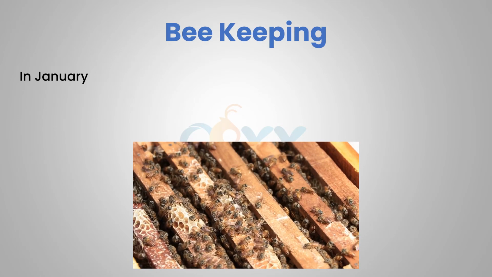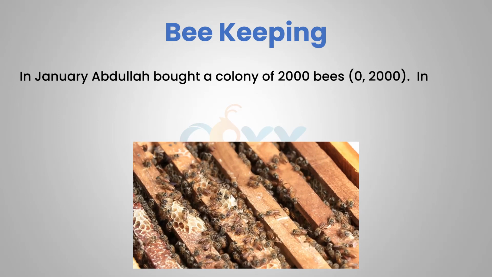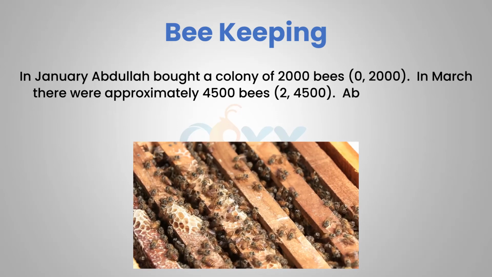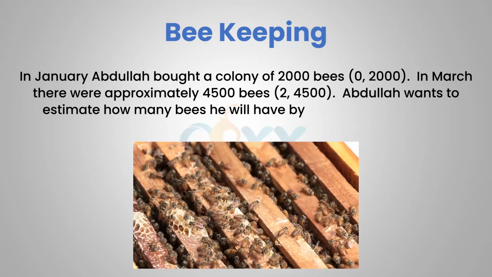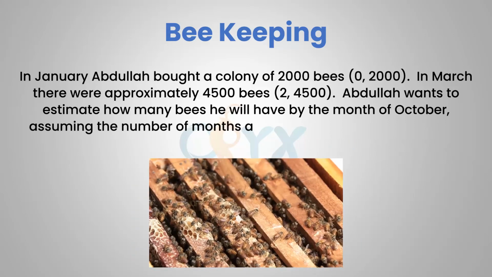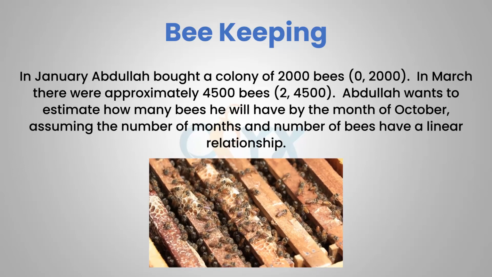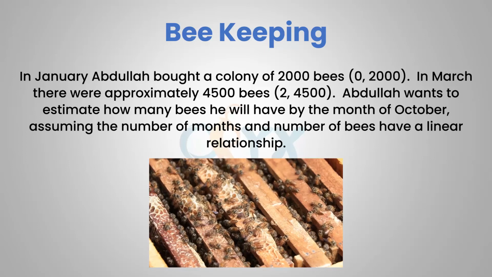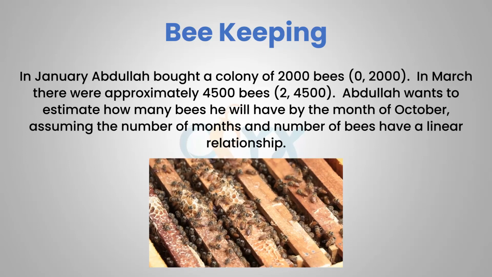In January, Abdullah bought a colony of 2,000 bees, represented by the point (0, 2,000). In March, there were approximately 4,500 bees, represented by the point (2, 4,500). Abdullah wants to estimate how many bees he will have by the month of October, assuming the number of months and number of bees have a linear relationship. If you'd like to find out how many bees Abdullah has in October, follow along to the end of the lesson and we'll revisit this problem.